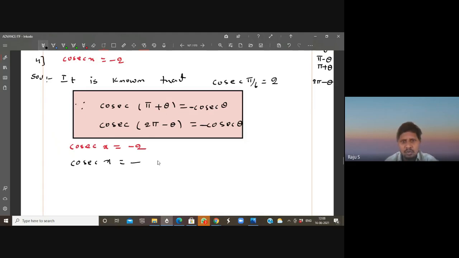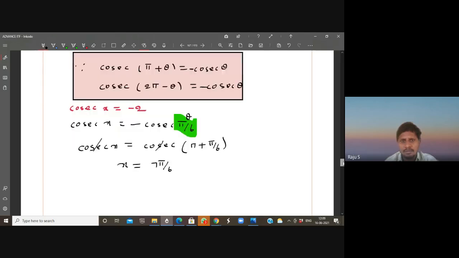The 2 I want to write as cosecant of pi by 6. Look here, it is like the RHS. In the formula, minus cosecant theta can be written as cosecant of pi plus theta. If you consider this value as theta, then pi plus pi by 6. The left side is cosecant x. Now x is equal to pi plus pi by 6, which is 7 pi by 6. Okay, we got one value.